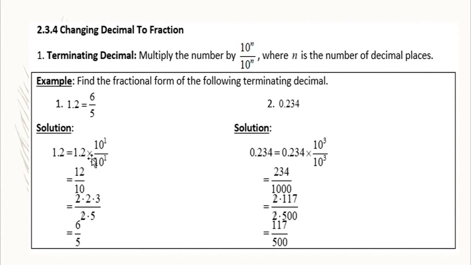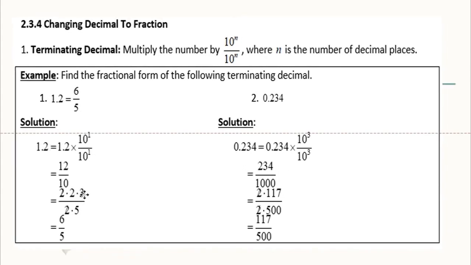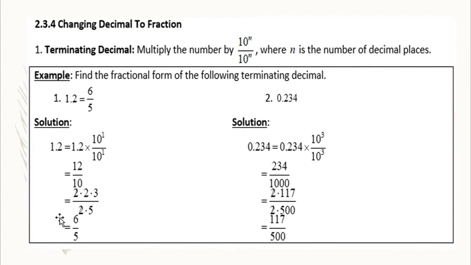So we multiply it by 10 to the power of 1 over 10 to the power of 1, since the 2 is just one decimal place. The result would be 1.2 times 10 is 12 over 10. Then 12, by prime factorization, is 2 times 2 times 3. 10 can also be 2 times 5. So we cancel, and what remains is 6 over 5.